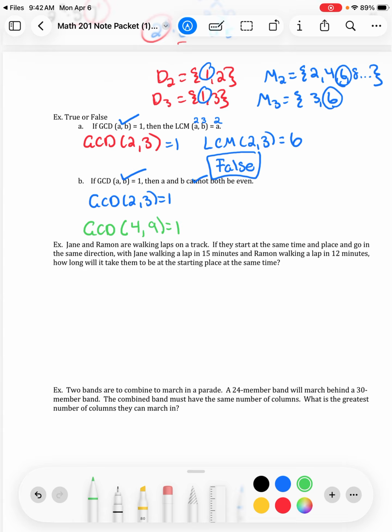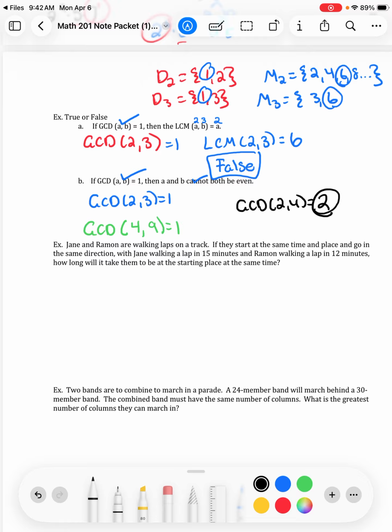Let's see what happens when they both are even. So two even numbers. The greatest common divisor of 2 and 4 is 2, because 2 divides both of them. So when they are both even, the GCD isn't 1. The GCD is 2. If you have two even numbers, 2 is always going to divide them. It doesn't matter what even numbers you think about. Think about any two even numbers. We know at least 2 divides them because they're even.